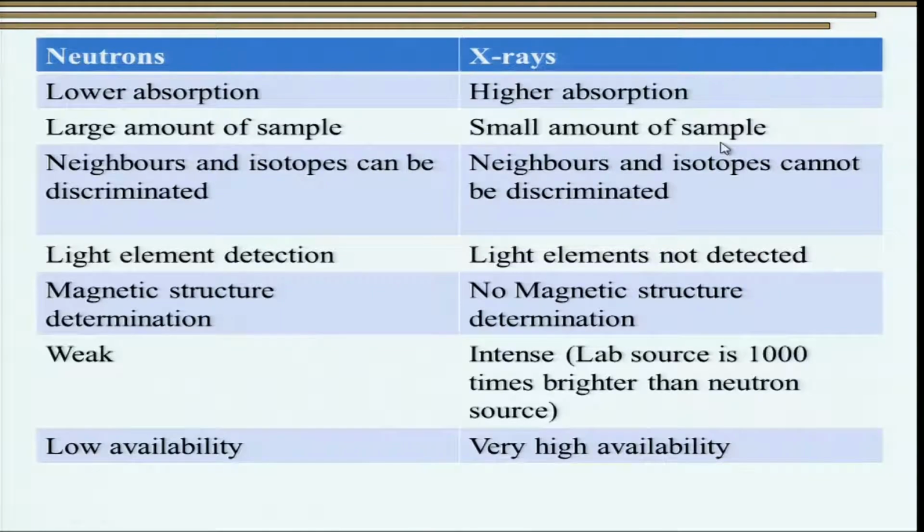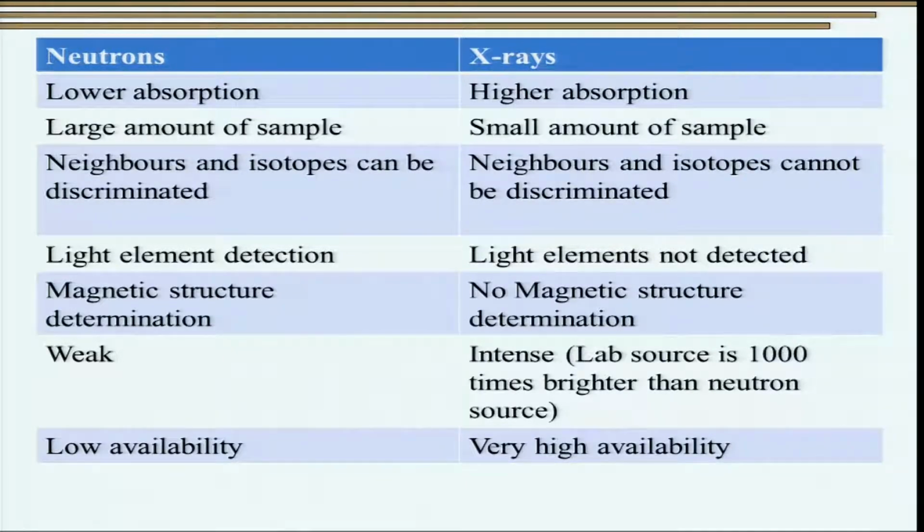Now, in neutrons, the neighbors as well as isotopes can be easily discriminated, right? While for X-rays, there is no way we can see isotopes. For neighbors, the discrimination is very, very difficult. The detection of light elements is very difficult in X-rays, while it can be done on a routine basis in neutrons.